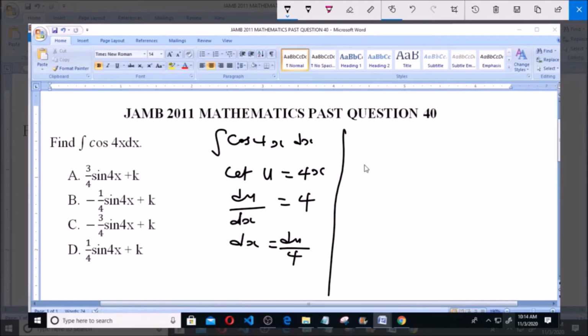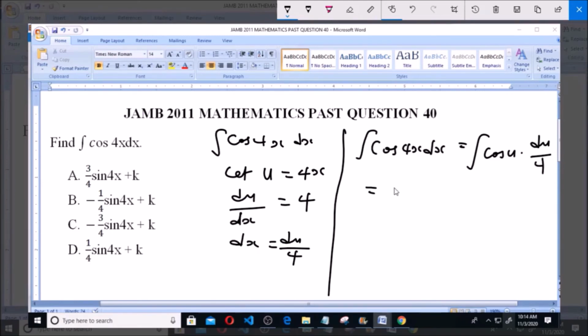Now let's go back. It simply means that the integral of cos 4x dx is equal to the integral of cos u, since 4x is equal to u, multiplied by du over 4, which is the dx. dx is equal to du over 4. So multiply by du all over 4.